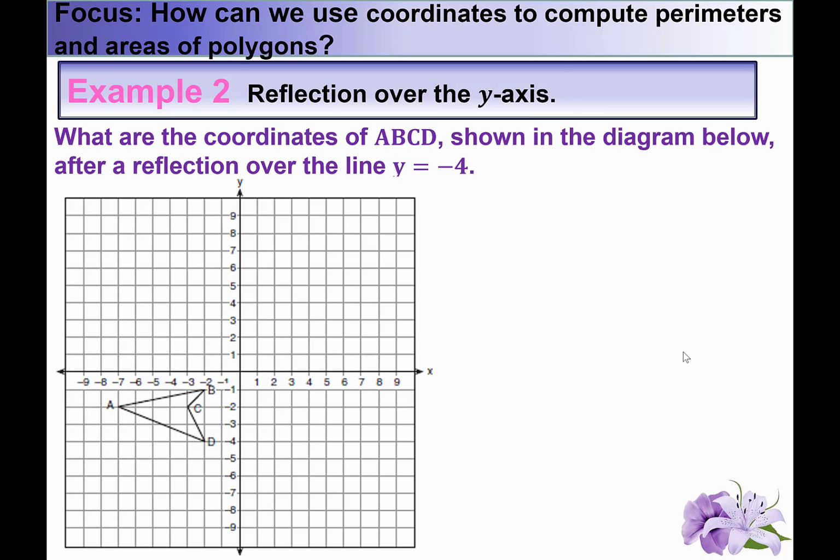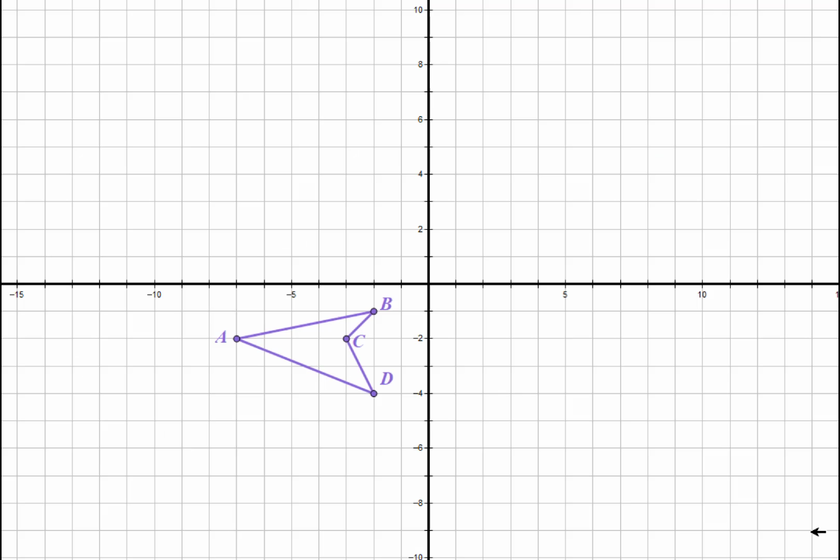For our second example, we were given ABCD, shown in the diagram below, and we want to reflect it over the line y equals -4. So again, we're going to take a look at this using Geometer's Sketchpad.